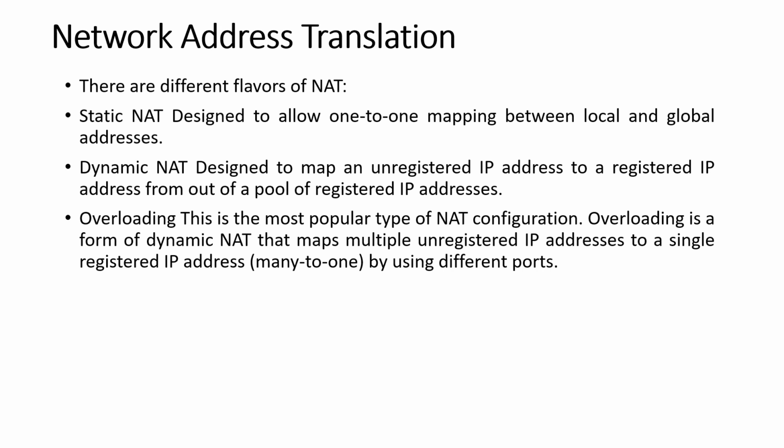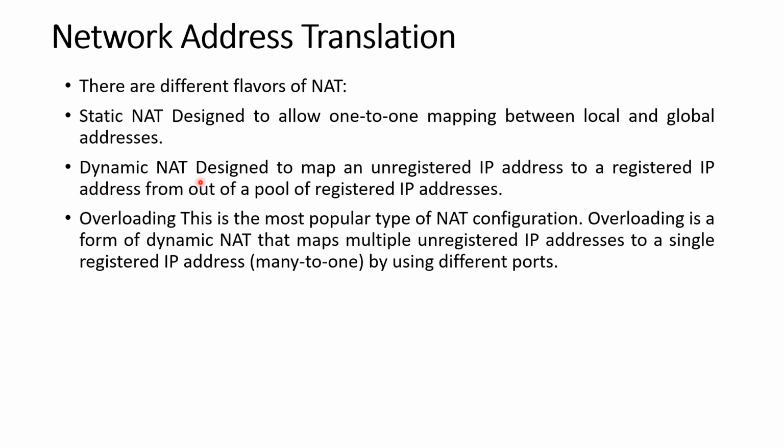Here is a simplified explanation of different types of network address translation. The first one is static NAT. It is a one-to-one mapping. Static NAT creates a direct, permanent mapping between a private IP address and a public IP address. This is useful for servers that need to be consistently reachable from the internet, like web servers or email servers.